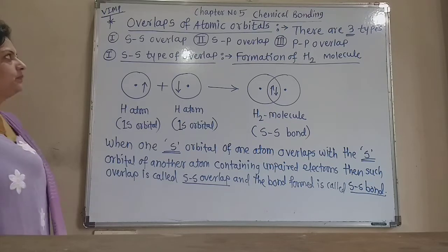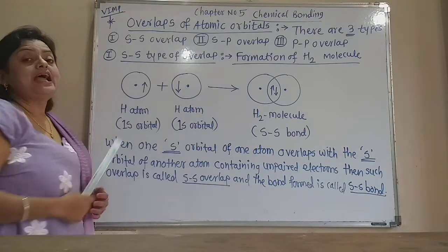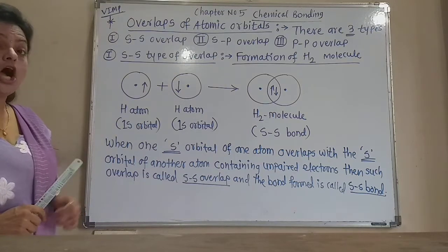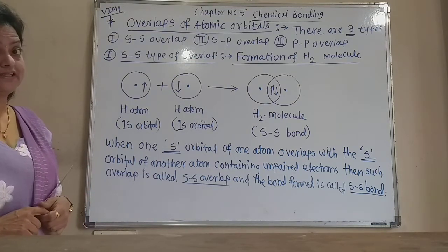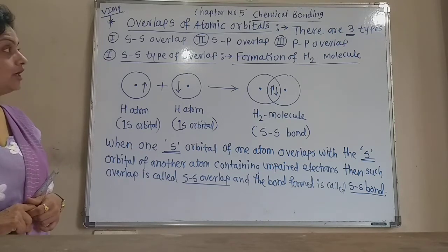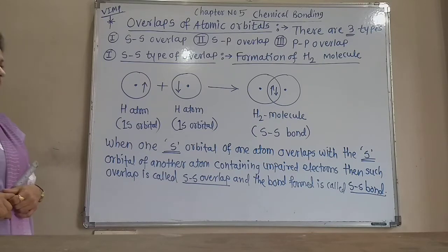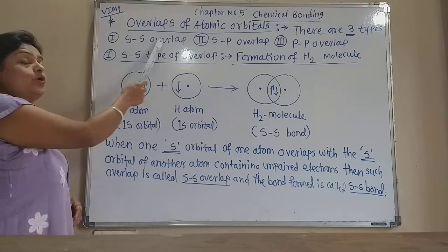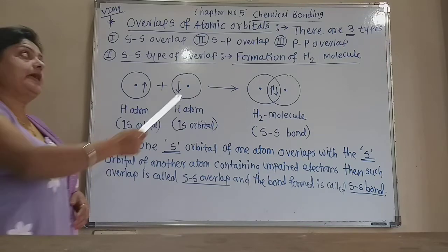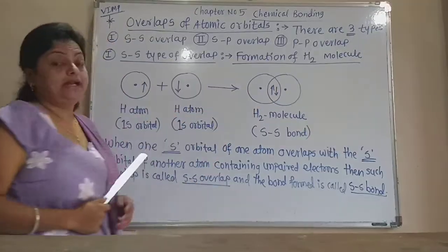Now the next topic is the types of overlaps, overlaps of the atomic orbitals. How many types of overlaps are there in atomic orbitals during covalent bond formation? There are three types of overlaps: the s-s overlap, the s-p overlap, and the p-p overlap.